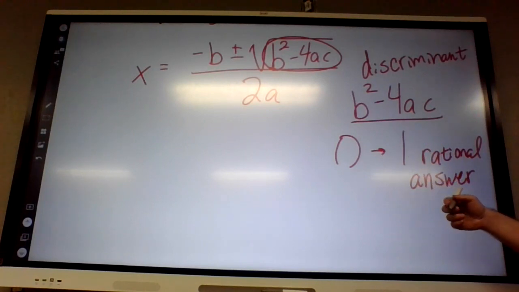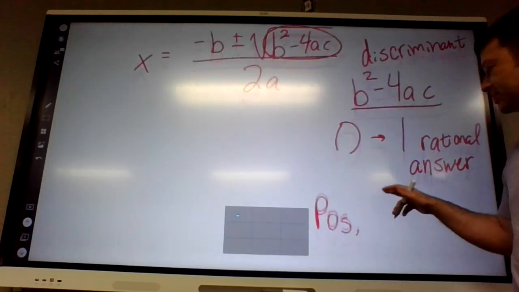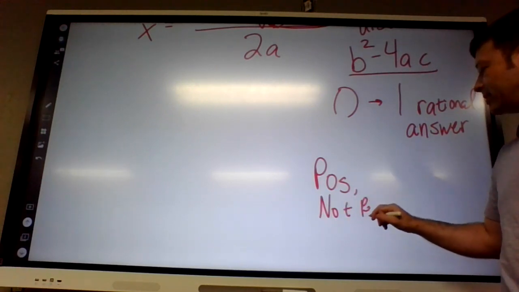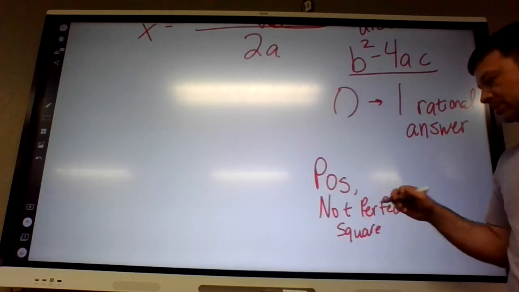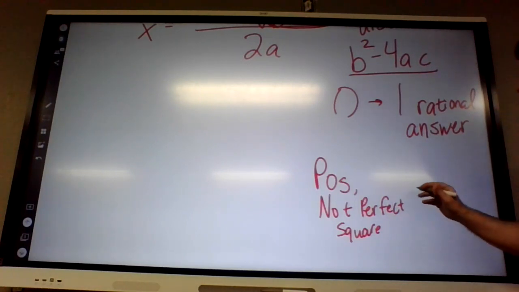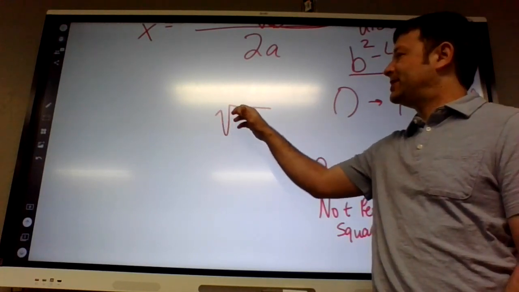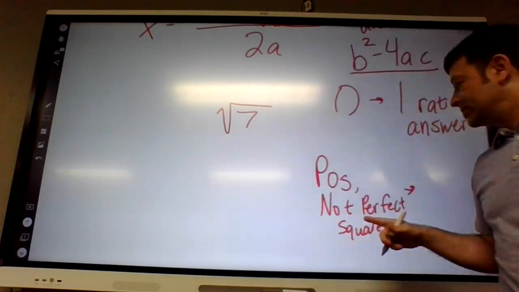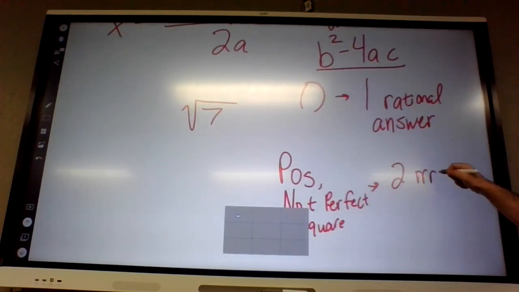Okay, if it came out positive, but it was not a perfect square. What do I mean by perfect square? Like 64, 16, 25, 49, anything that has a square root. If it didn't come out perfect, this was like 19 and 20 from yesterday. Remember, if it just had a square root in the answer, we just kind of left it alone on 19 and 20. So if it's not a perfect square, it's going to be 2 irrational answers.